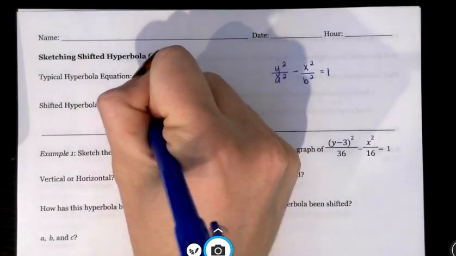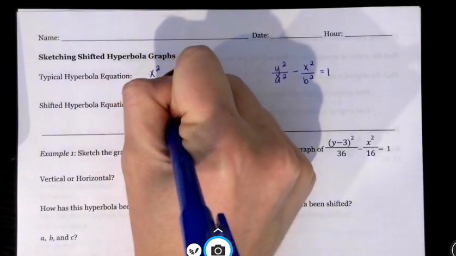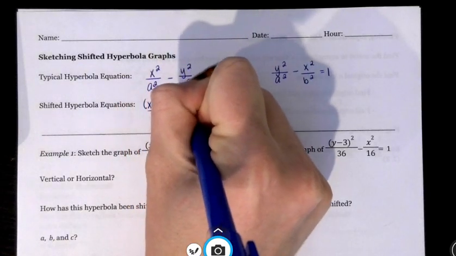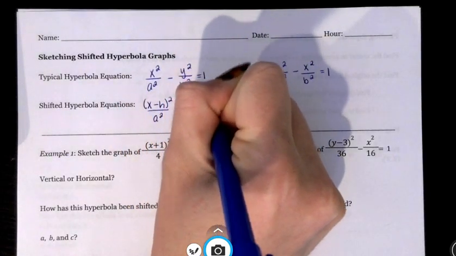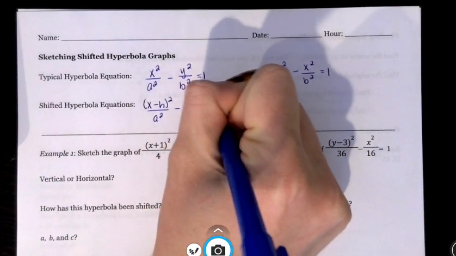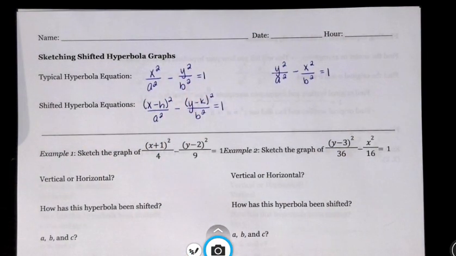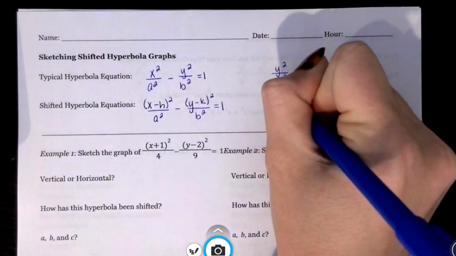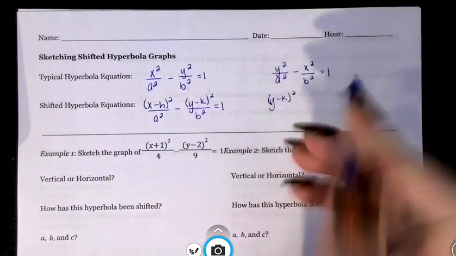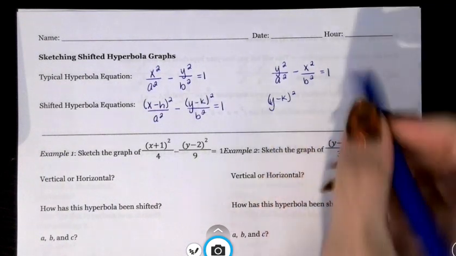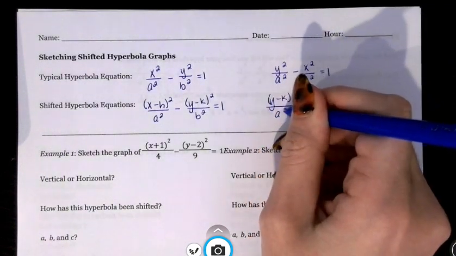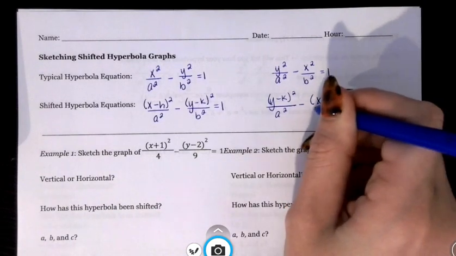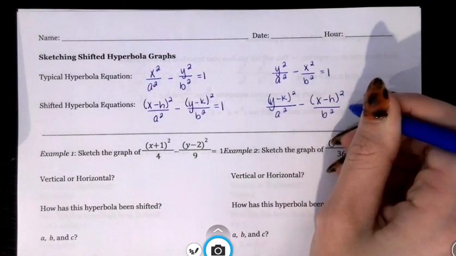When we shift them, now I'm going to have x minus h inside parentheses being squared, and then y minus k. And then for this one, our k is always with our y. So since y is listed first, it needs to be with k. And then we have x minus h inside parentheses being squared.